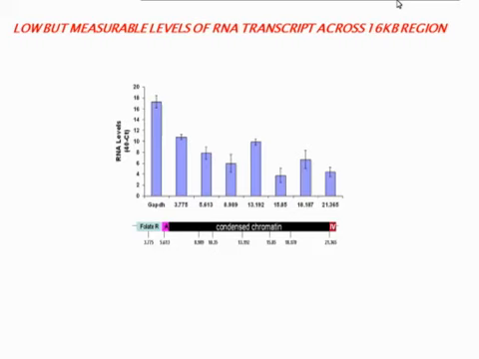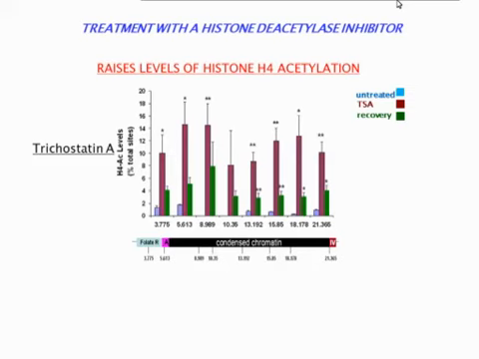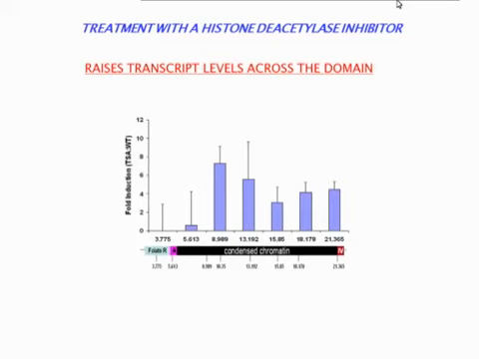So there's a low but measurable level of transcription across this region. Very low, but we can see it. And we wanted to know whether we could disrupt this structure by altering the histone modifications. So we used a compound called trichostatin A, or TSA, which inhibits the histone deacetylase. And so since these marks are turning over all the time, if you inhibit the deacetylase, you get a rise in histone acetylation levels across the region. Not only that, but you see a big, almost 7-fold increase in one case across the region in transcripts.